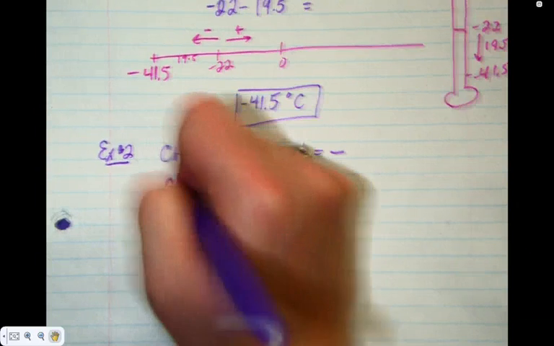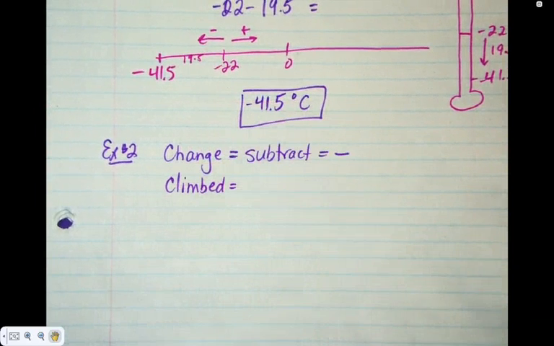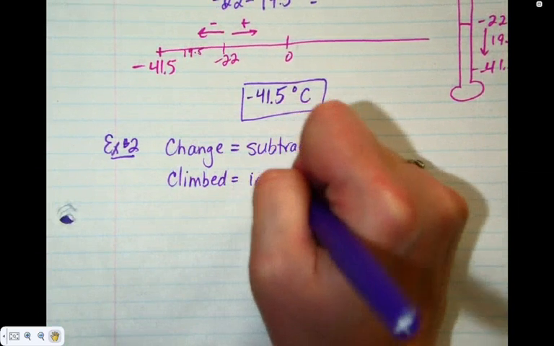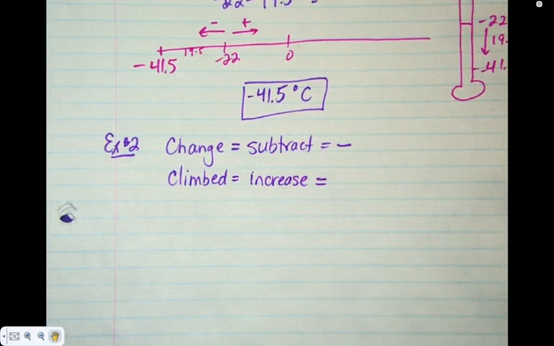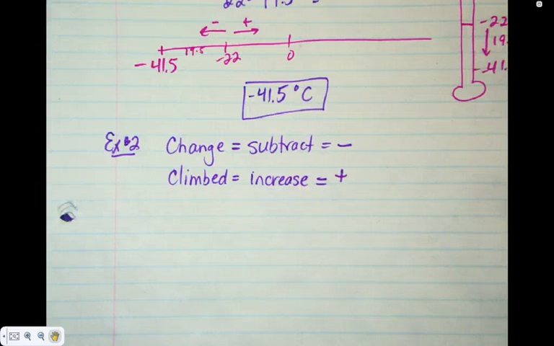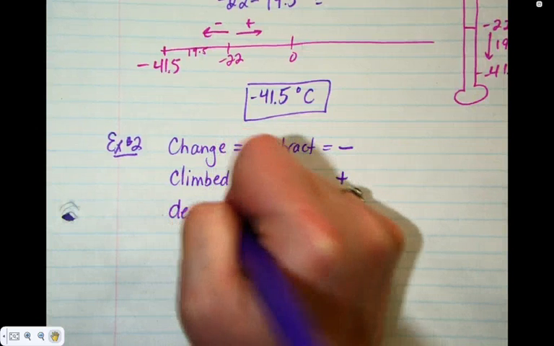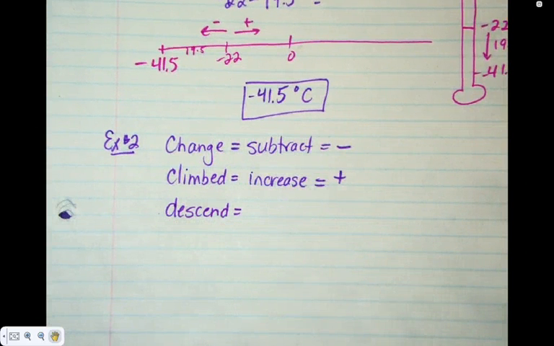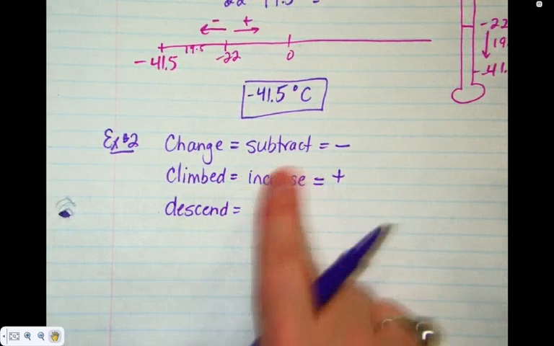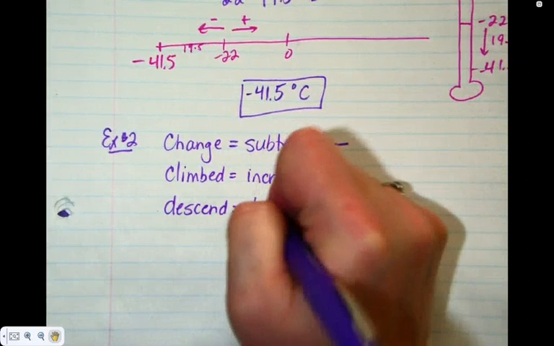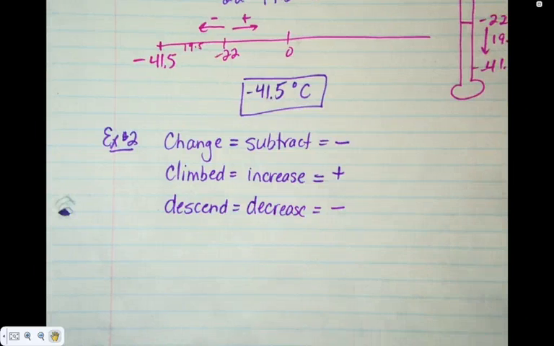Another word, climbed. So what does that mean in math? What's a good math word? Up, increase, added. I like that. I'm going to use increase just for fun. And if we're increasing something, we're adding to it. Descend. If something is descending, what is it doing? Subtract is going to be eventually here, but let's see if we can connect it to this word here. Decrease. And decrease we know is a subtraction.